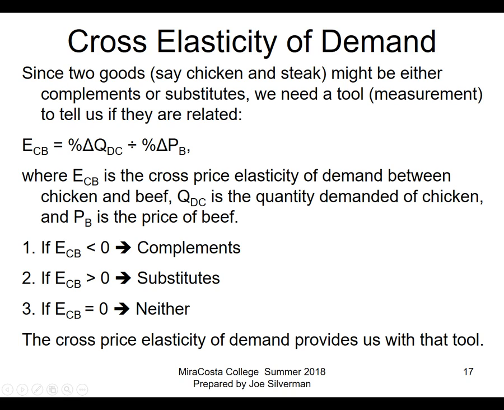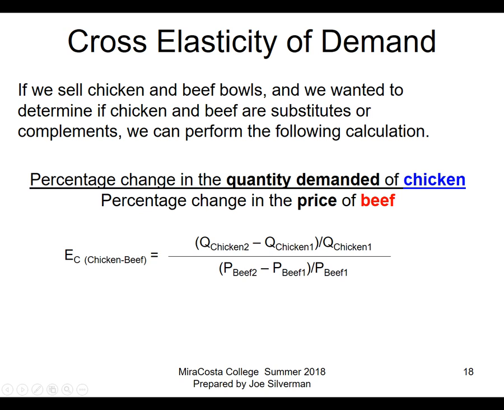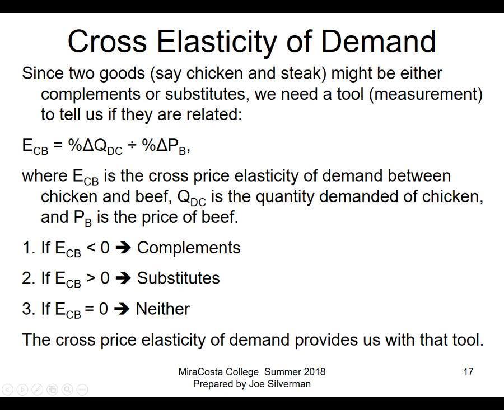If, on the other hand, let me go back, let's say the price of beef went up and people ate more chicken, so you have a positive number divided by a positive number, then we would be down here at number 2, right? And the E sub CB is greater than 0. That's a positive number. That implies the two goods are substitutes. The price of beef is going up, people are consuming more chicken.